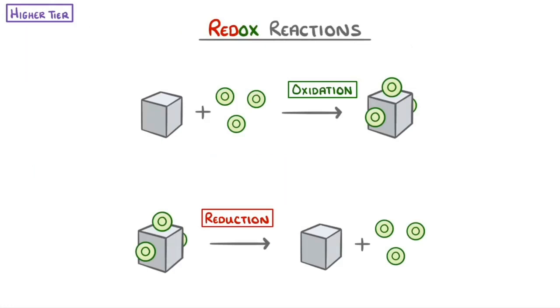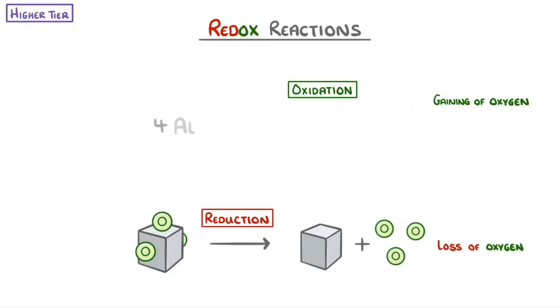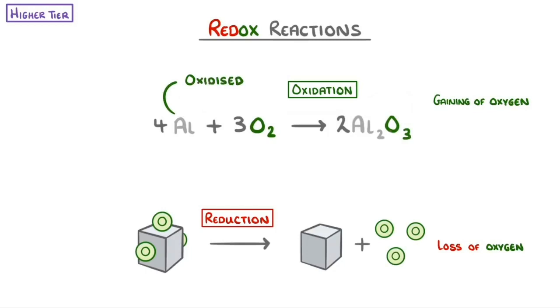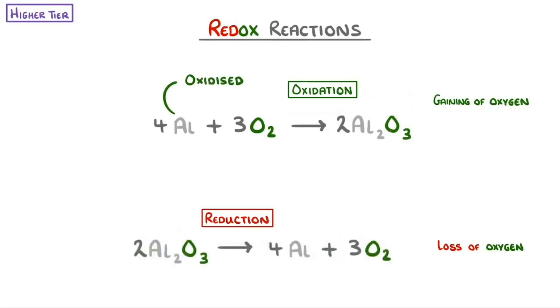We saw in a previous video that one meaning of oxidation is the gaining of oxygen, and that reduction is the loss of oxygen. For example, if aluminium reacts with oxygen to form aluminium oxide, we can say it's been oxidized. Whereas if we take away that oxygen, then it's been reduced.